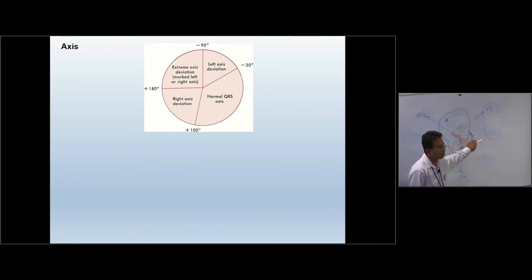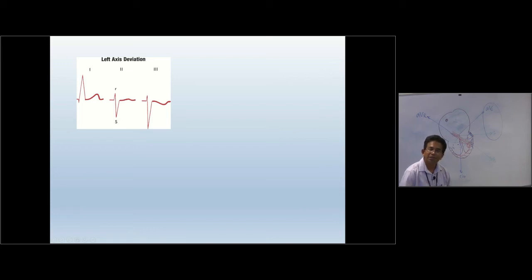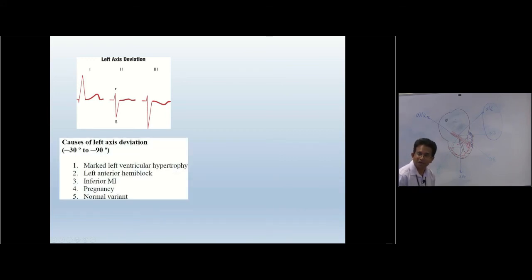So when you look at the ECG and you see this sort of picture, with bigger R waves in lead 1 and deeper S waves in lead 3, then you will say the patient has left axis deviation. Here we have given a couple of common examples for left axis deviation.